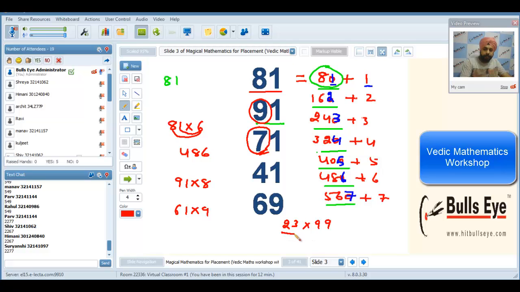See, apparently we always have to see which is the method that makes our calculation the simplest possible. You can think of 99 here as 100 minus 1. So the answer becomes 2300 minus 23, that is 2277.